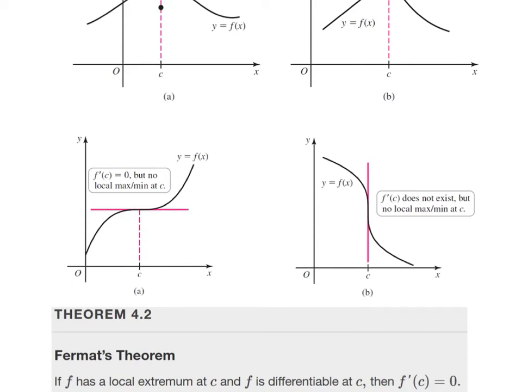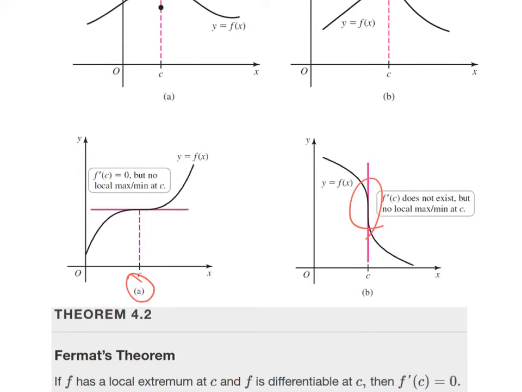Here, we have a derivative, but I don't have a local maxima or a minima. I have a derivative that equals 0 on this example right here. On this example, I have a derivative that exists, but it's just a horizontal slide. So it is not an absolute local maxima or minima. In this case, a vertical slide, we don't have a derivative there, and we don't have a local maxima or a minima.